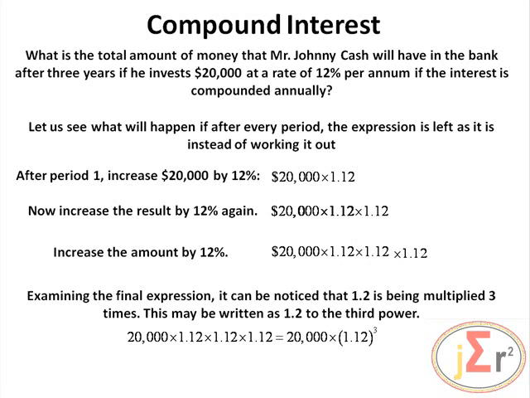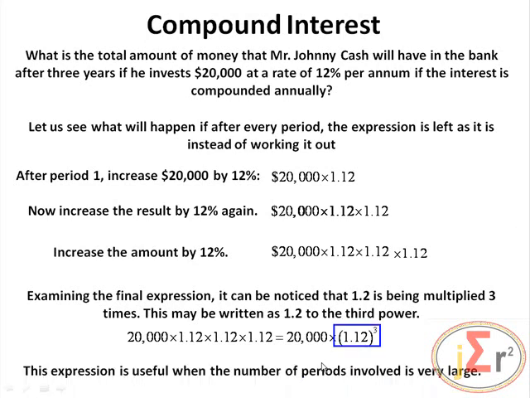What is 3? The power, well, the power of course. However, the 3 represents what? The 3 periods. So the total number of periods will be the power that we use in solving our compound interest problems. This expression is useful when the number of periods involved is very large. So if the number of periods that is involved is very large, you will not want to work them step by step by step. You will want to just raise that factor that you have there by the power that tells us the number of periods. So let's move on.